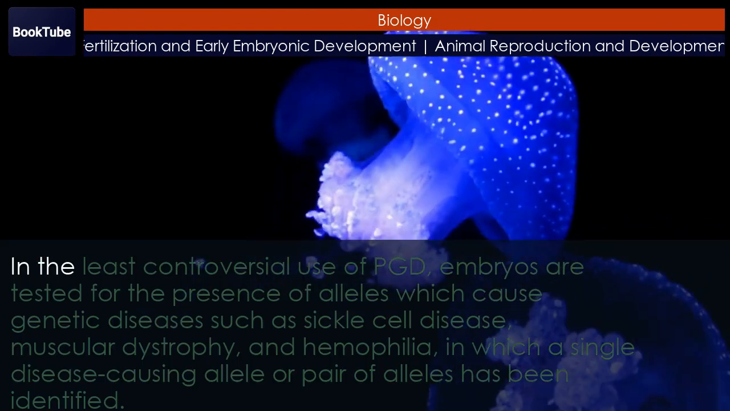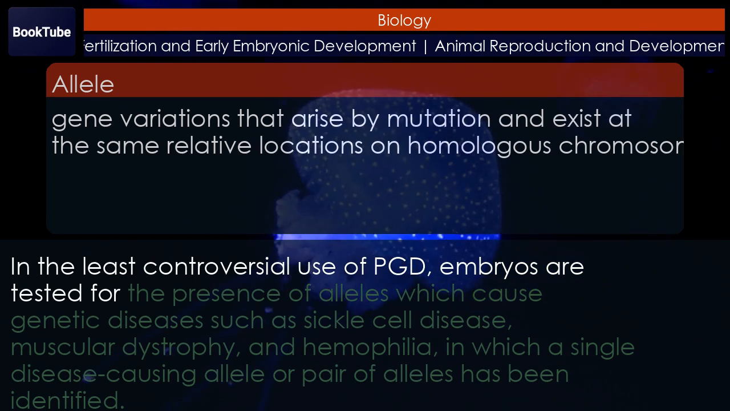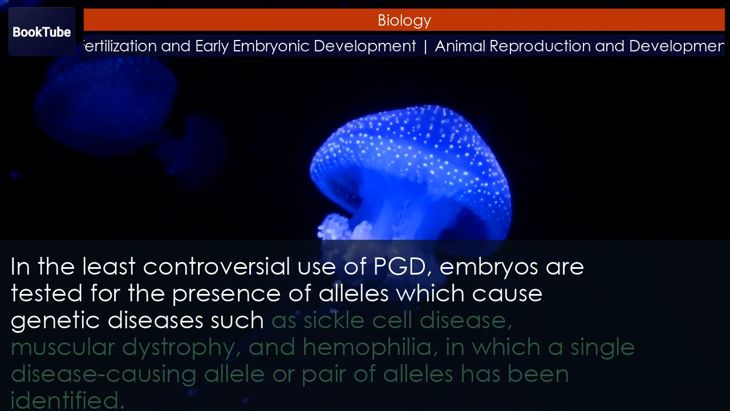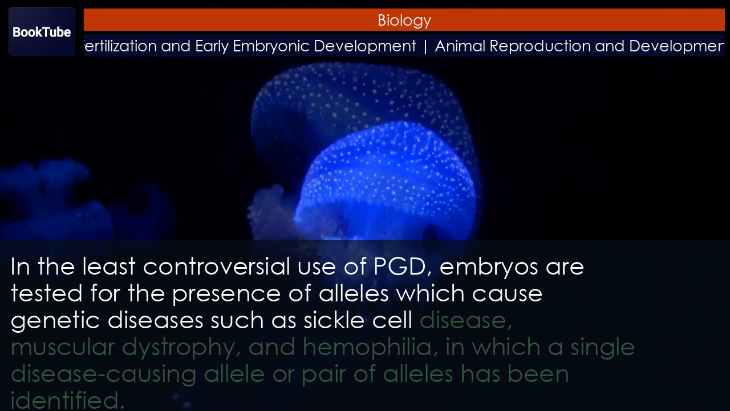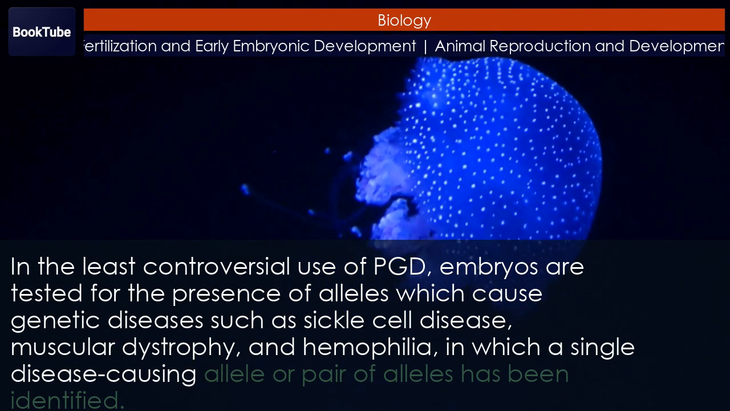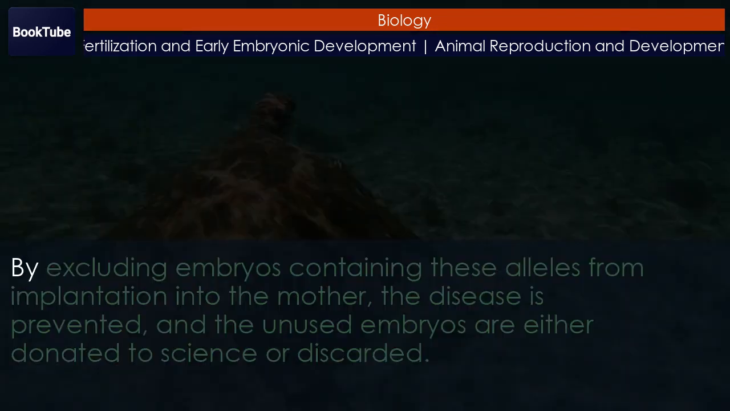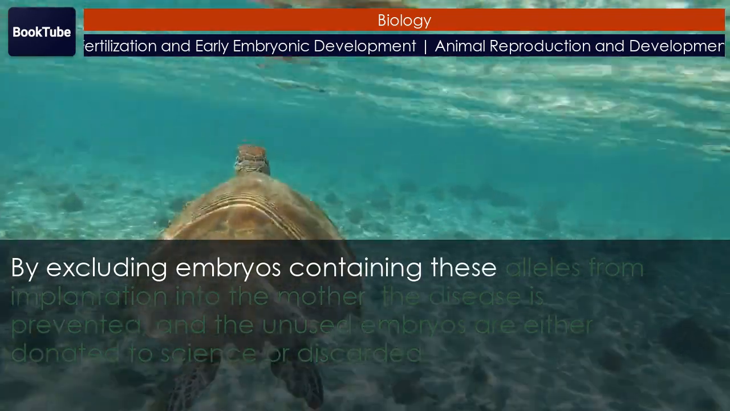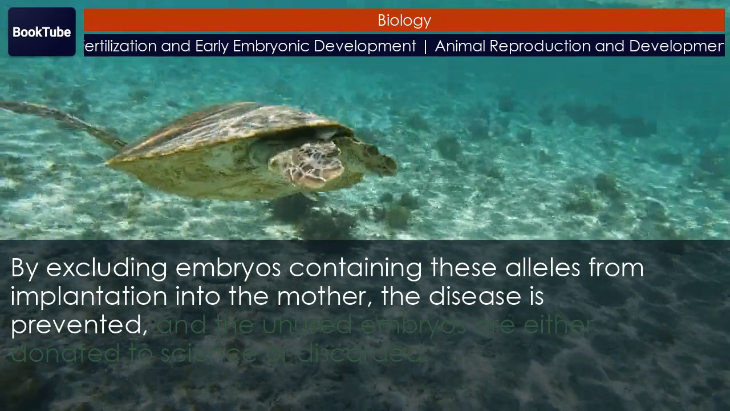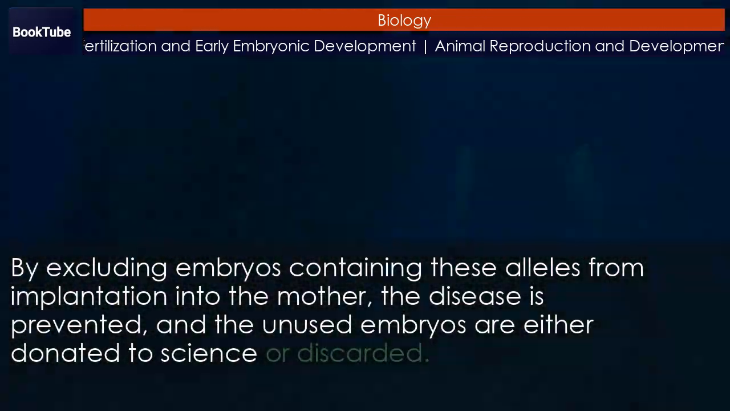In the least controversial use of PGD, embryos are tested for the presence of alleles which cause genetic diseases such as sickle cell disease, muscular dystrophy, and hemophilia, in which a single disease-causing allele or pair of alleles has been identified. By excluding embryos containing these alleles from implantation into the mother, the disease is prevented, and the unused embryos are either donated to science or discarded.